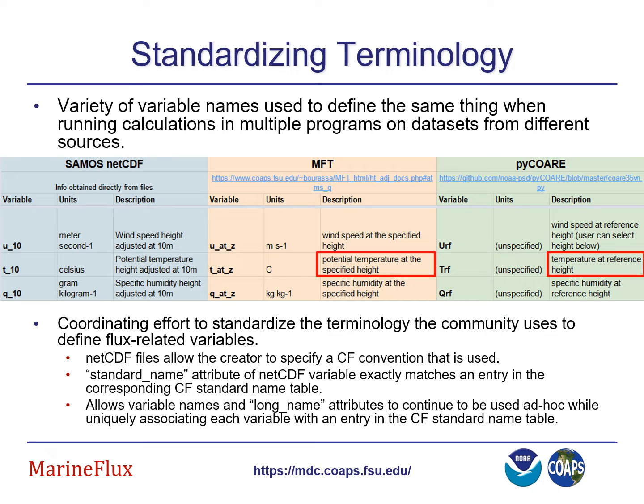To keep track of these differences, I've created a spreadsheet, and the spreadsheet also shows which CF standard name is associated with each of these variables whenever there is one. The standard name uniquely associates the variable to an entry in the CF standard name table. By using this convention in our datasets, we hope to improve the interoperability of our data with existing data and programs.